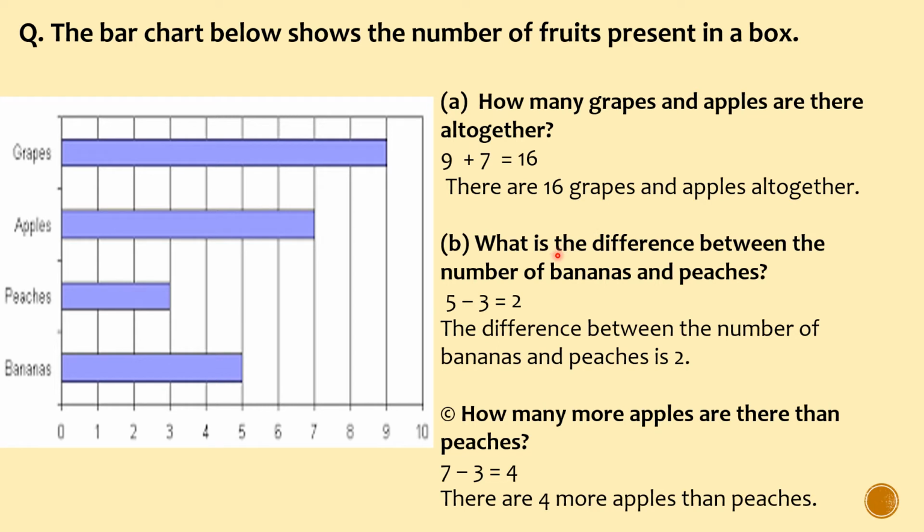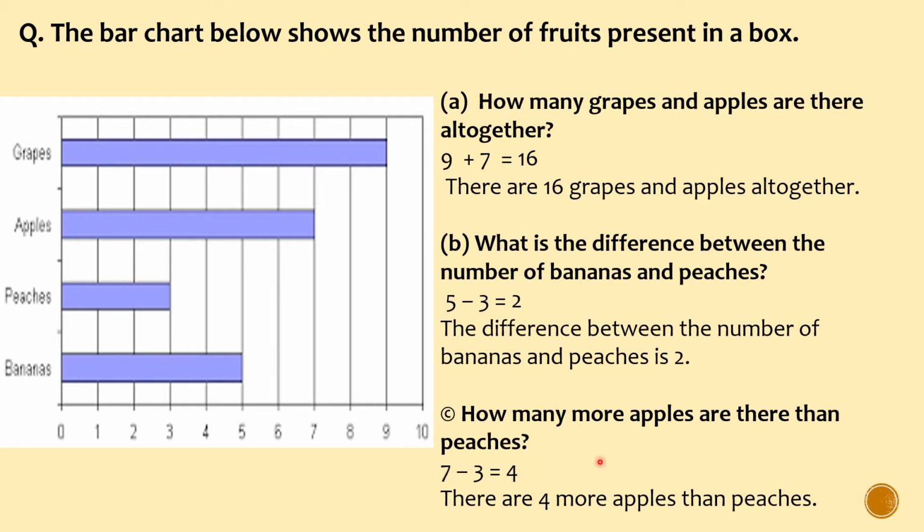Part B is, what is the difference between the number of bananas and peaches? Difference means minus. I told you this before, difference means minus. You need to find the difference between the number of bananas and peaches. Bananas are 5 and peaches are 3. So what is 5 minus 3? 5 minus 3 equals 2. The difference between the number of bananas and peaches is 2.